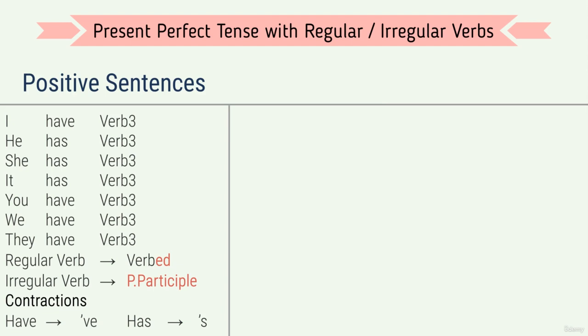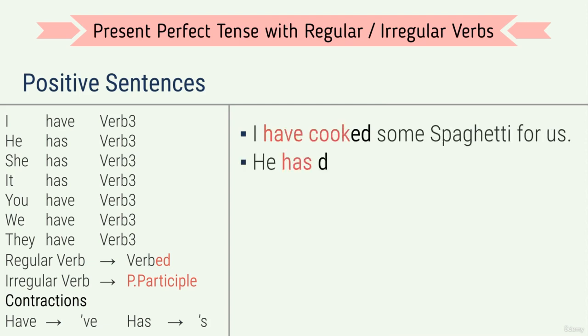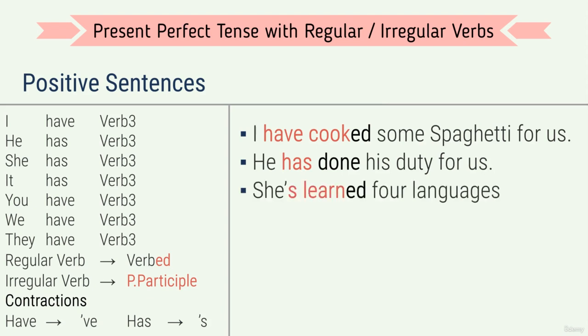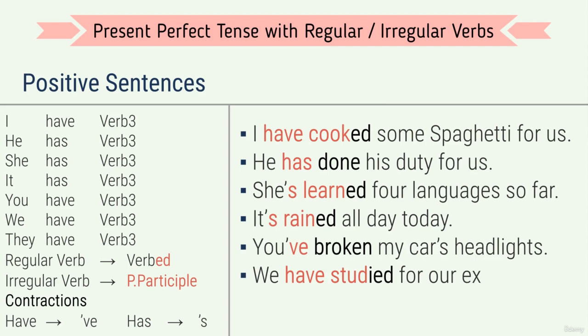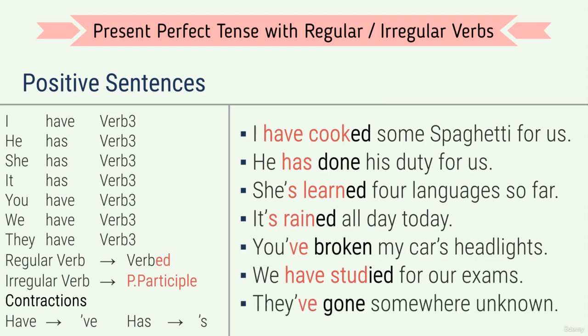For example, I have cooked some spaghetti for us. He has done his duty for us. She's learned 4 languages so far. Remember, she's is the contracted version of she has. It's rained all day today. You've broken my car's headlights.